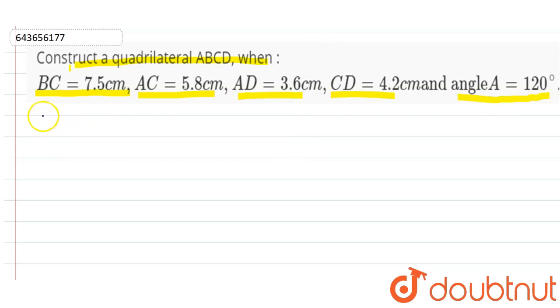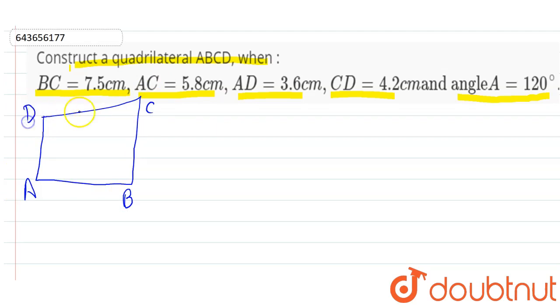By the rough diagram you will have an idea which line segment we should draw first and where is which angle. So randomly draw any quadrilateral and let us name it as ABCD. Just write all the given information here. BC is 7.5 centimeter. AC means diagonal is given. AC is 5.8. AD is 3.6. CD, this upper one, is 4.2 and angle A is 120.